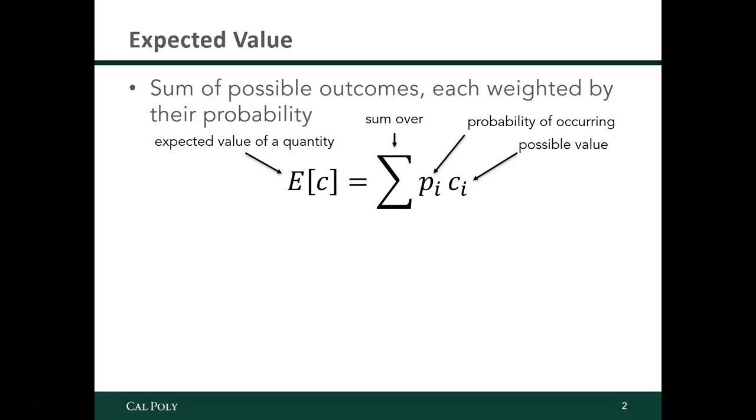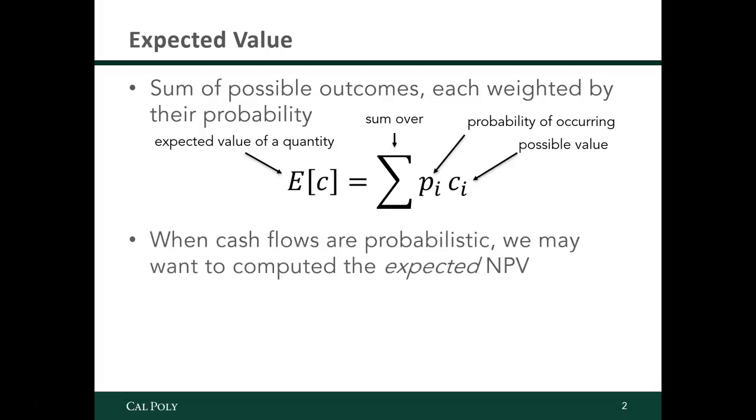So in the context of engineering economics, when cash flows are probabilistic, we might want to compute the expected net present value. We don't just calculate one net present value and say that's what's going to happen. We say, well, we have a certain chance of this net present value occurring, a certain chance of this net present value occurring, and a certain chance of this net present value occurring. And we calculate the expected value of that net present value.